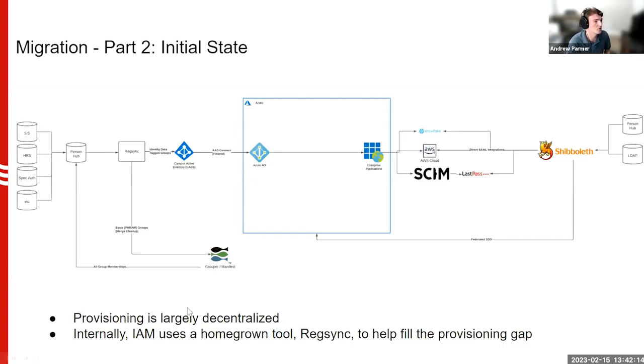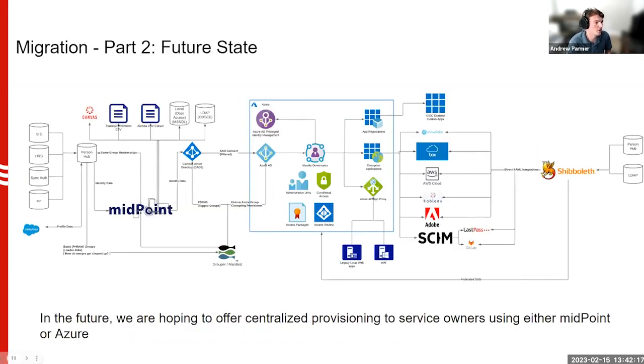Next slide gets more into the future state, where we plan on leveraging midPoint initially to offset RegSync for our internal processes, but the long-term goal is to offer a combination of midPoint and Azure to service owners for any of their provisioning needs. midPoint, I know, isn't great for provisioning for services that only use SCIM, for example, and Microsoft makes a lot of bespoke, specific integrations to services that are easy to set up. So depending on what's the easiest or the right tool, we will pick either midPoint or Azure for that service.